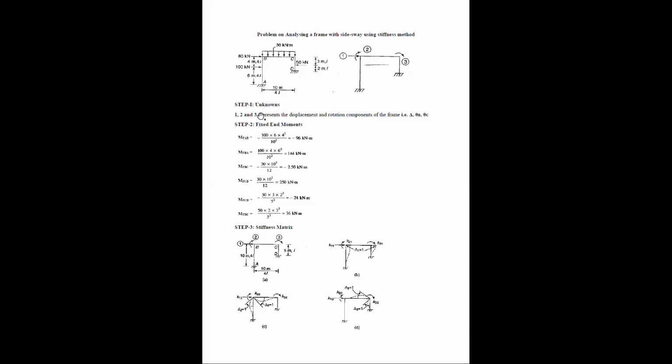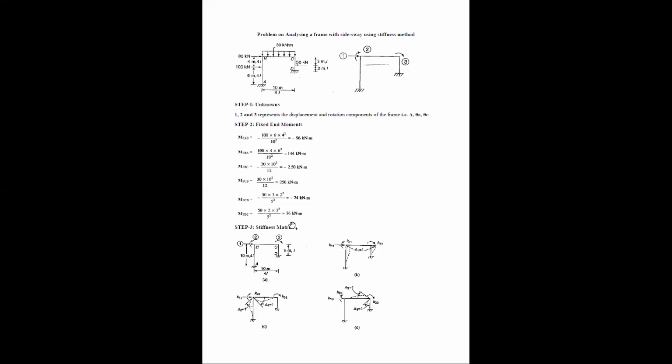The unknowns in this problem are delta because of sway, theta B, rotation at B, and theta C. And the fixed end moments corresponding to the given loading conditions: there is an eccentric load on the column AB, that is minus Wab square by L square, and BA will be Wba square by L square, and then we have BC minus WL square by 12 and CB plus WL square by 12. Then we have CD, so minus Wab square by L square, and MFDC minus Wa square b by L square. Once we have calculated the fixed end moments, then we go to the stiffness matrix.